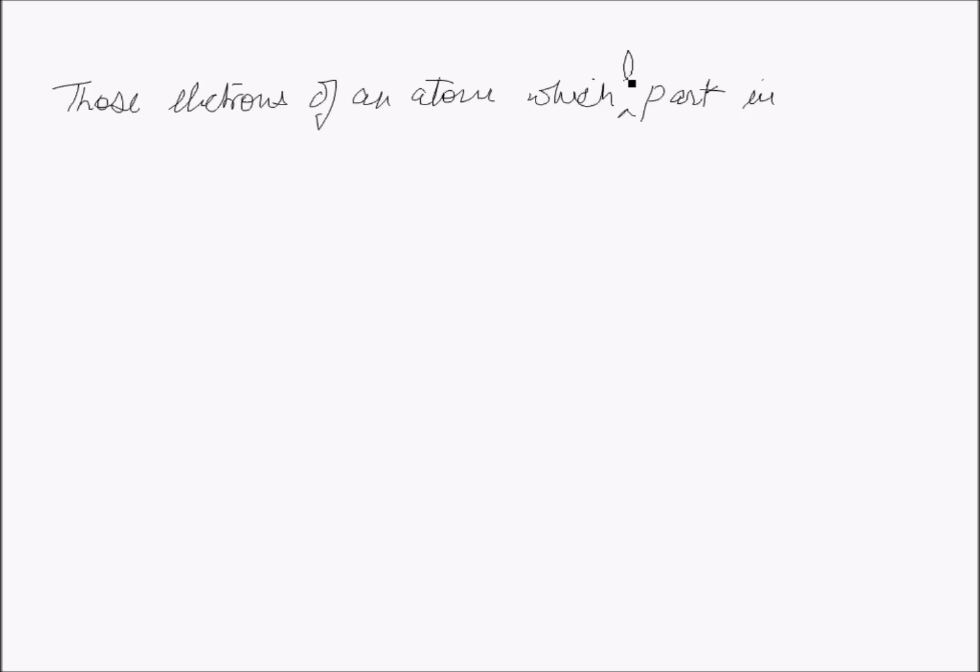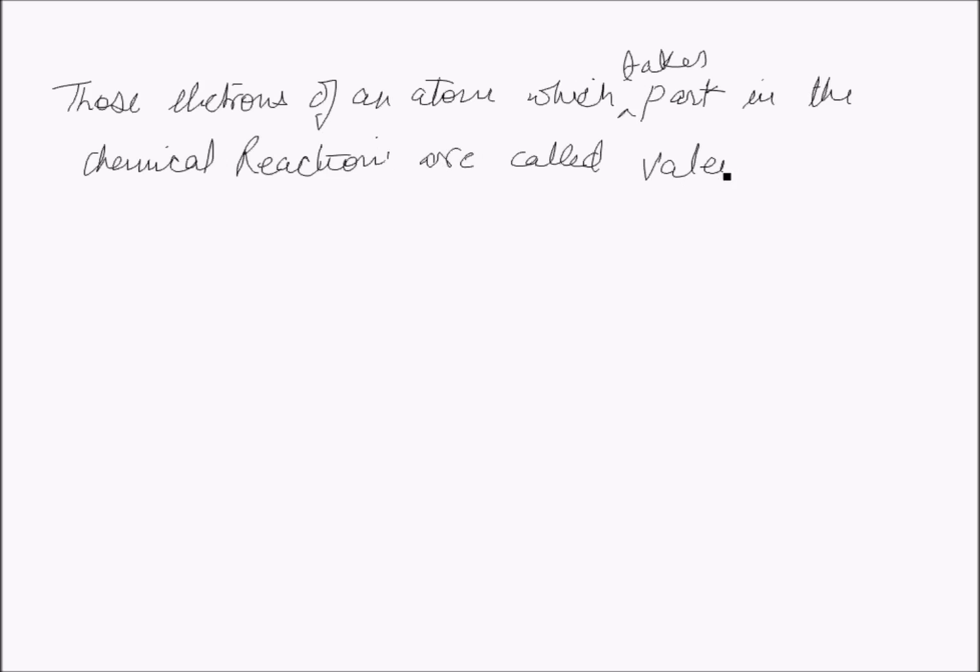So hence we say that those electrons of an atom which take part in the chemical reaction are called valence electrons, right?